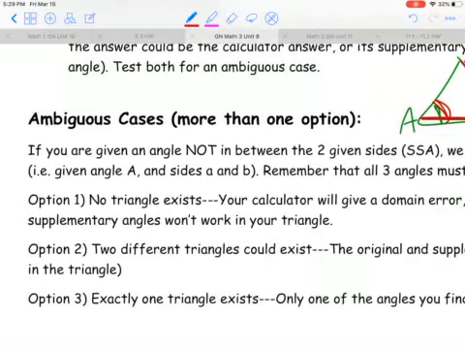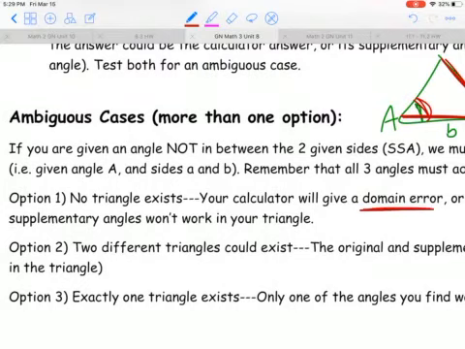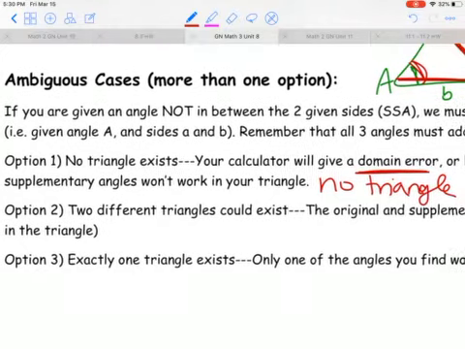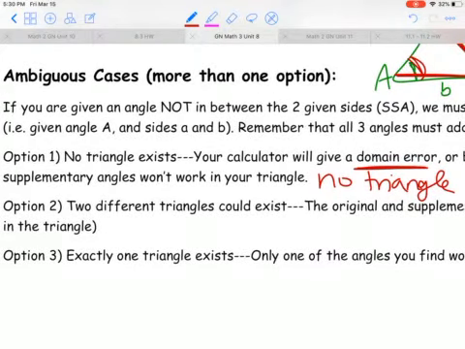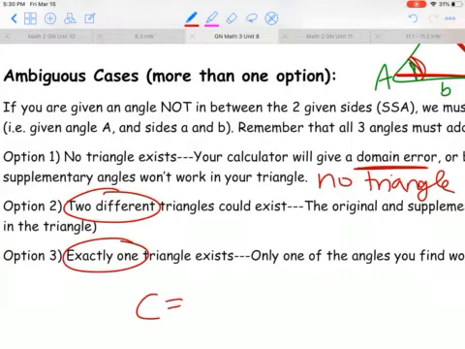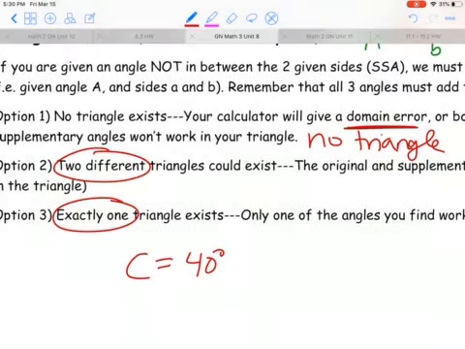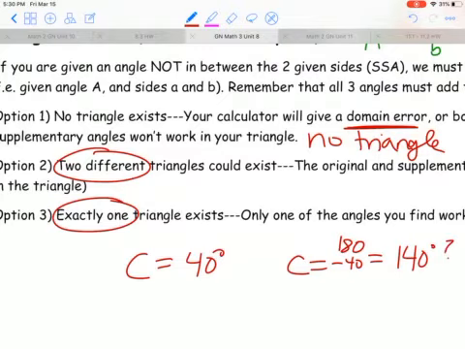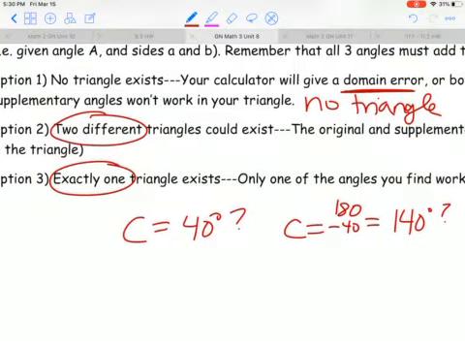Option 1 is if you try it, and when you do sine inverse to get your angle, it gives you a domain error, then you just write, oh, there's no triangle. It doesn't work. If it gets an answer, then you have to try and see if you have two triangles or just one. So when you have C is 40 degrees, then another option is C to be whatever 180 minus the 40 is. Okay? It's always 180 that you're checking. So these are your two options. You don't know if you have both or just one of them.